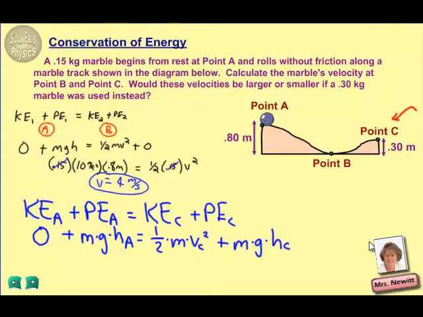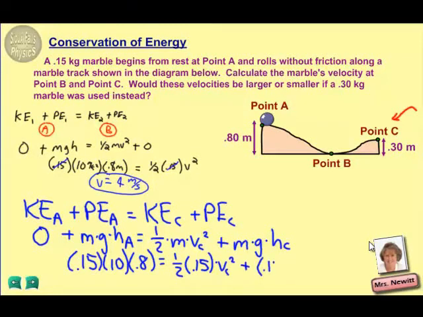So now we can go back in and plug in numbers. Again, our mass is 0.15. We'll use 10 as gravity. Height A is that initial height of 0.8. Here's our unknown because it will contain our velocity. So 1/2 mass times velocity squared. And then finally, mass times gravity times height at point C.